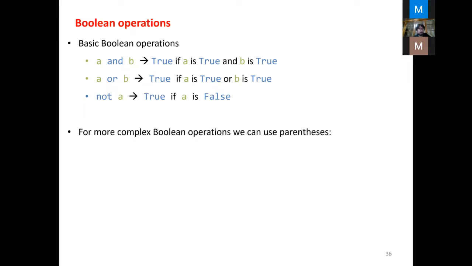And if you want to do more complex Boolean operations, you can combine the previous ones. So for example, if you want to check if A and B are true, or C and not D is true, then the output of this will be one single true or false depending on the values of A, B, C, and D.